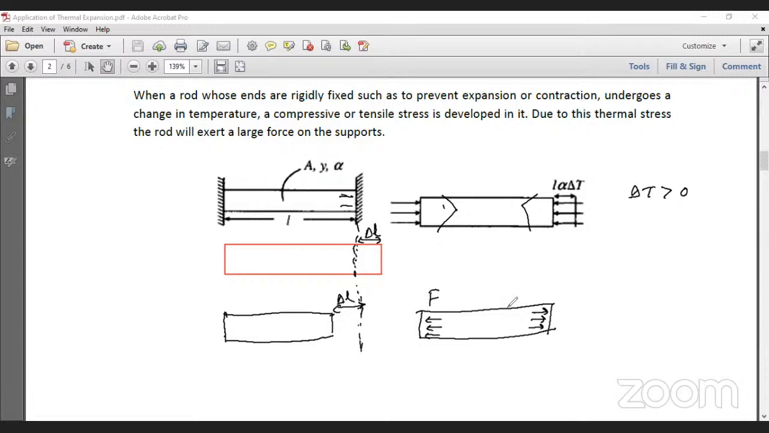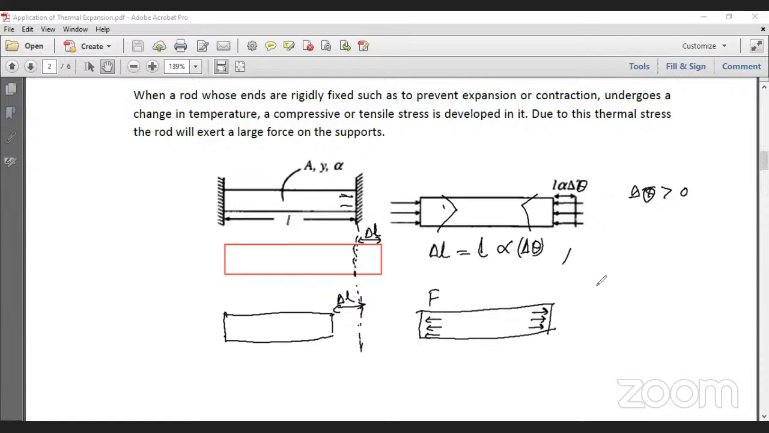Let's say the next: if there is freedom to expand, this delta x you can write as equal to the initial length times the linear expansion coefficient times delta theta. Temperature change, delta T means delta theta, you can use delta theta.